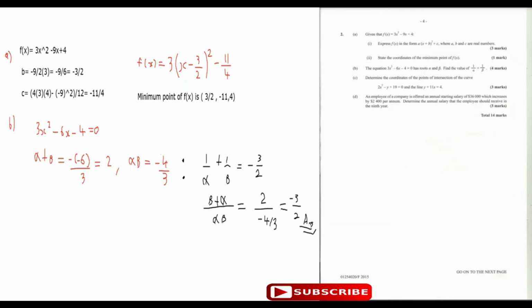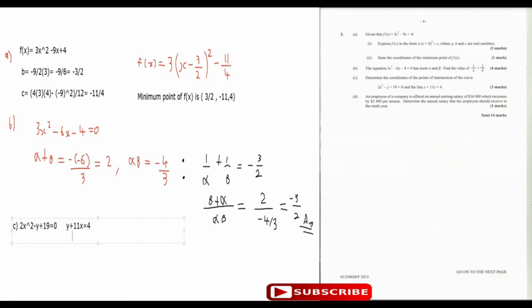Now the next part of the question says, determine the coordinates of the point of intersection between the line y plus 11x equals 4 and 2x squared minus y plus 19 equals 0. So let's look at part C here. Part C gives us the curve 2x squared minus y plus 19 equals 0. And they also give us the line y plus 11x equals 4.